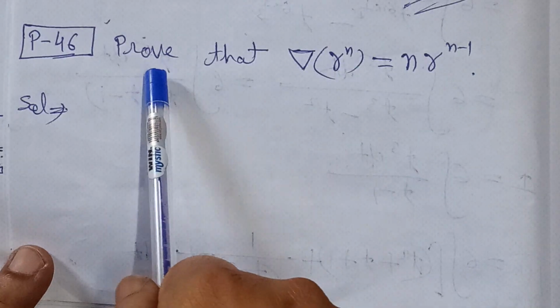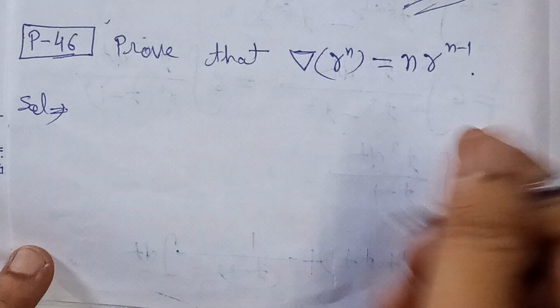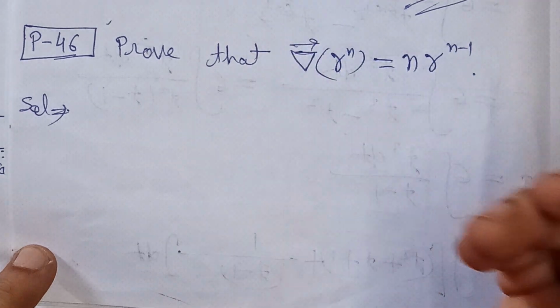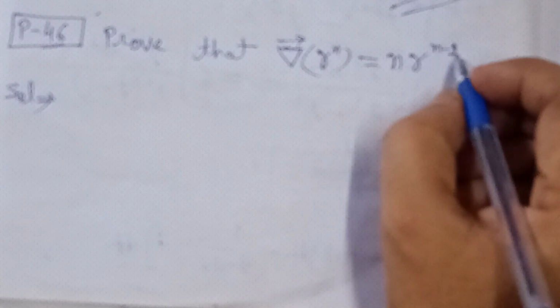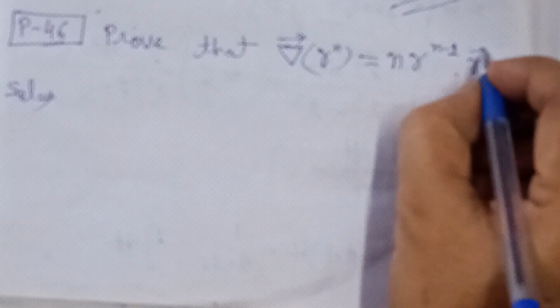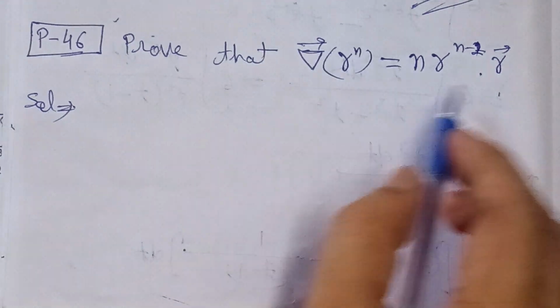This problem is related to vector analysis or vector calculus, and the chapter name is the gradient. We have to prove that del, the vector operator, of r to the power n is equal to n r to the power n minus 2 r vector. We have to prove this.